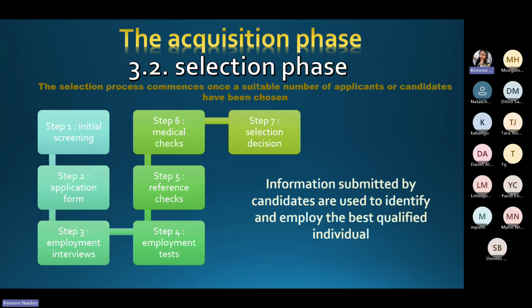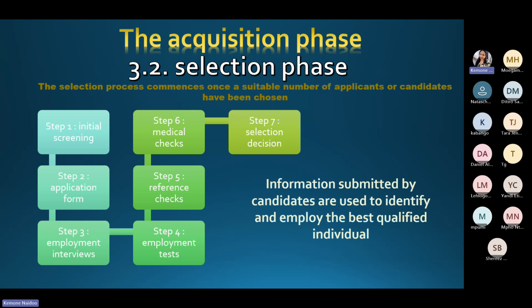Sometimes people still apply even though a job ad will specify what they want. People without those skills will still apply. So the screening process in step 2 will help eliminate those. Step 3 looks at your employment interviews. Here we are getting the right people on board.